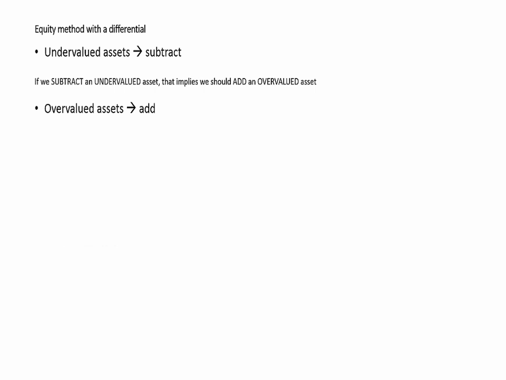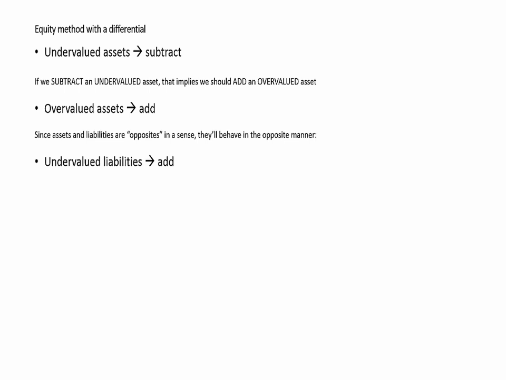Now, if we subtract an undervalued asset, that implies that we should add an overvalued asset, because subtract versus add, undervalued versus overvalued. So overvalued assets, we're going to add those in. Now, assets and liabilities are, in a sense, opposites. Certainly from a debit-credit perspective, they're opposite. So they're going to behave in the opposite manner. Undervalued assets, we subtract. Undervalued liabilities, we add. And then finally, if we add an undervalued liability, then we must subtract an overvalued liability. So again, the way I approach this is I start with the intuitively rather obvious case of how we deal with undervalued assets, and then use that as the stepping stone to remind myself how these other cases are dealt with.